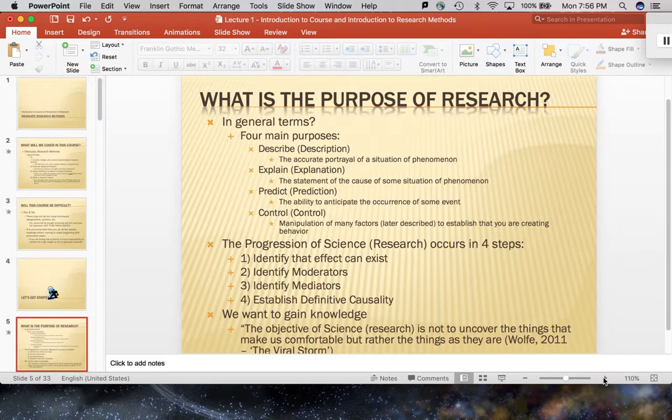All right, so the next thing here that we'll look at is this idea of the progression of science. This idea of how do we actually move forward in our scientific discipline? Because you have to remember that psychology is a scientific discipline. In other words, we follow this idea of having a systematic empiricism. We have this idea of following the scientific method, right?